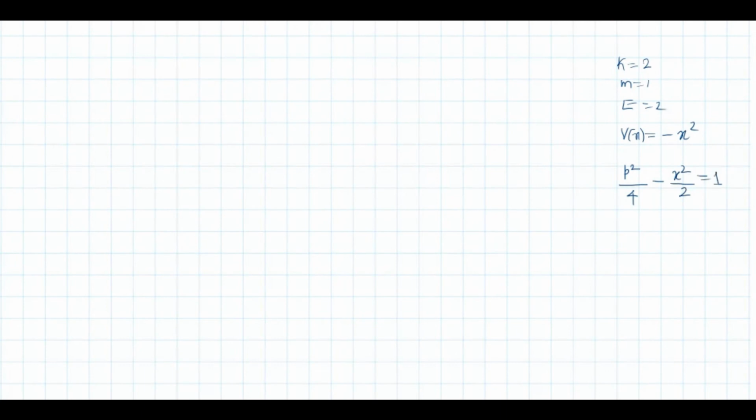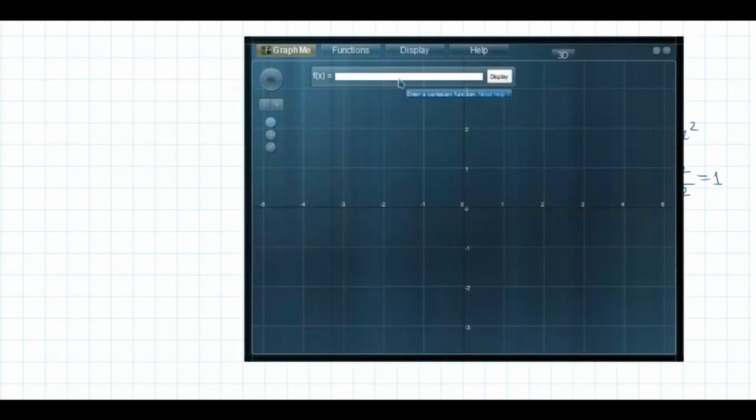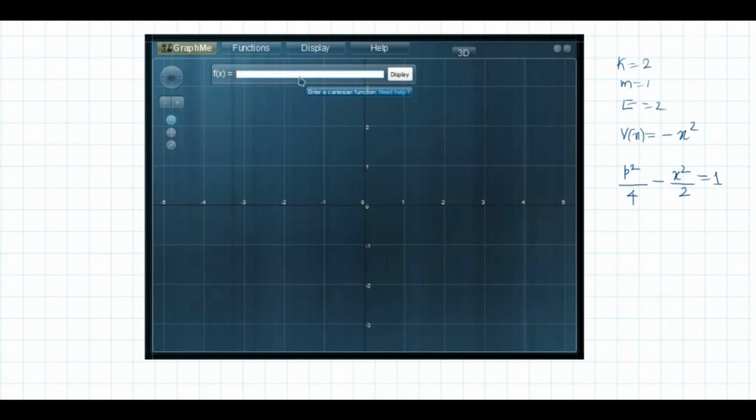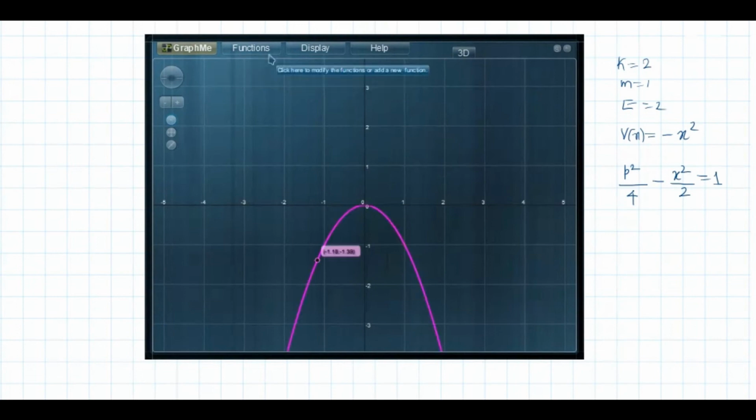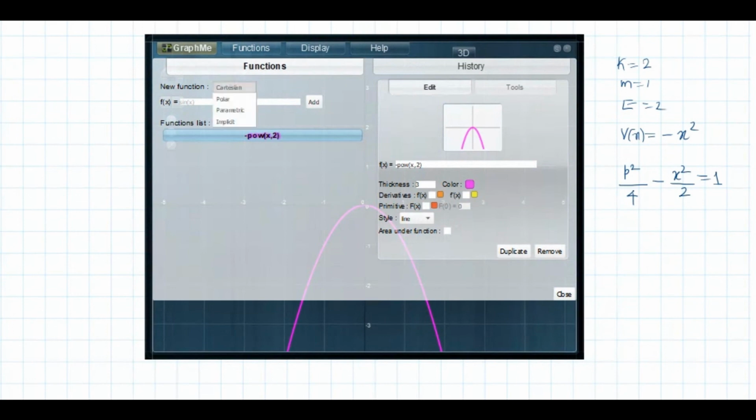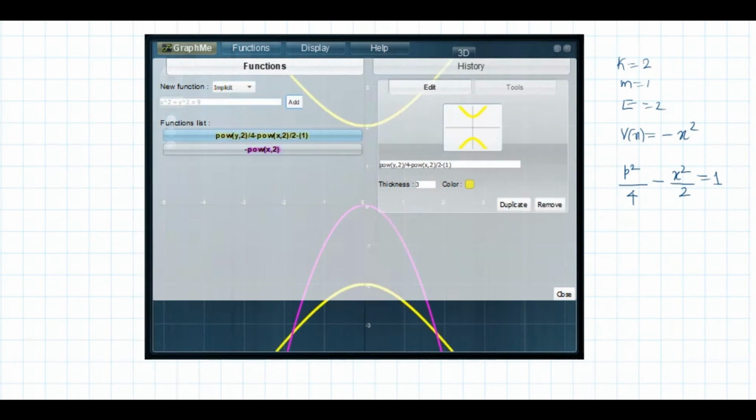Okay, so let me plot this graph. First we will plot f of x is equal to minus x square. The graph will be like this. Then we will plot the implicit curve y square by 4 minus x square by 2 equal to 1. Then we will plot for some negative energy.